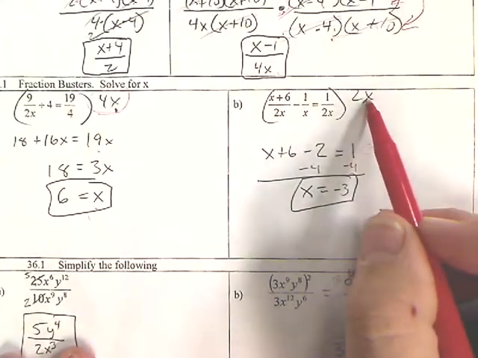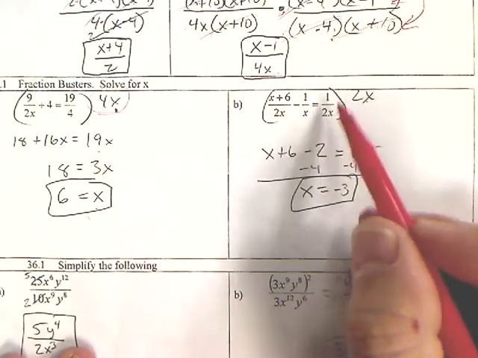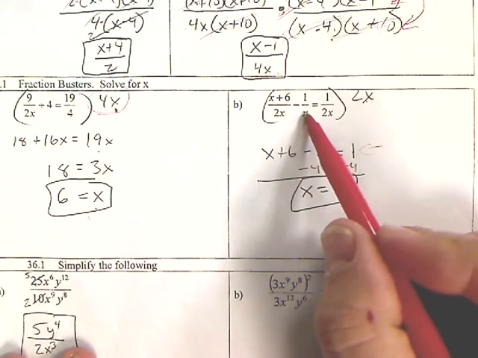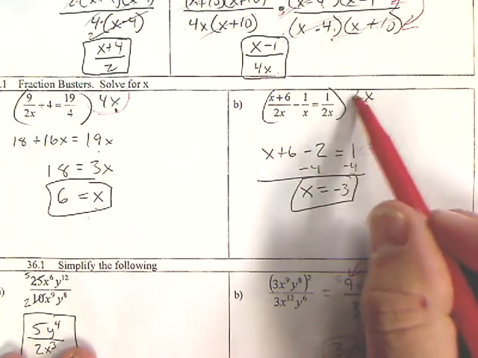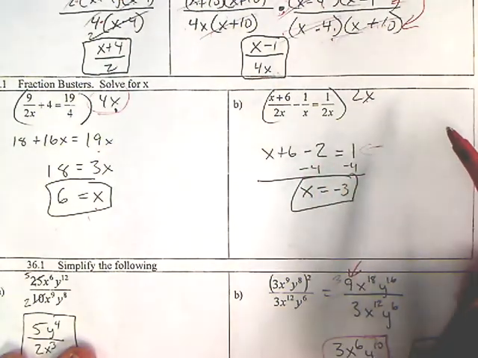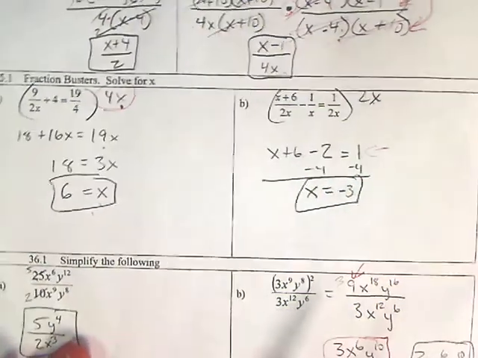2x is the common denominator. 2x divided by 2x is 1. 1 times 1 is 1. 2x divided by x is 2. 2 times 1 is 2. 2x divided by 2x is 1. Just leaves me x plus 6. Now it's just a simple equation. Just solve it.